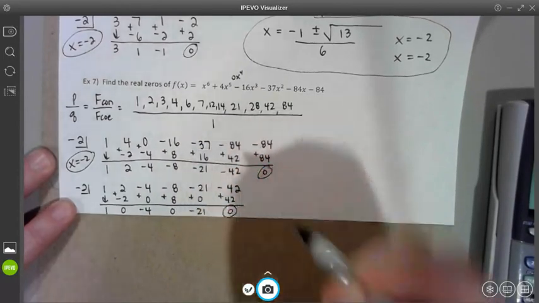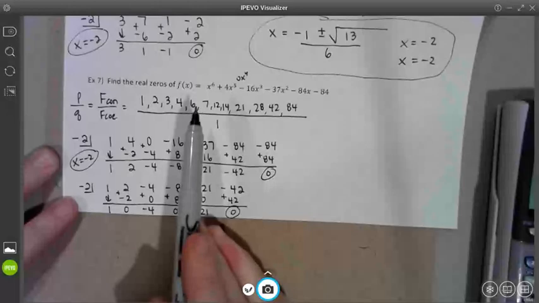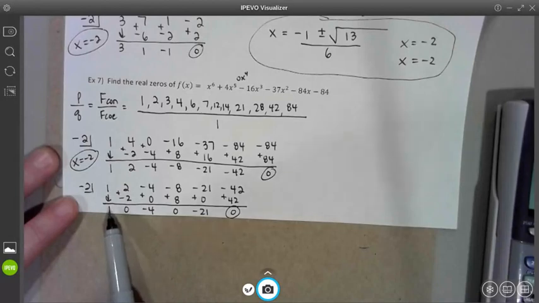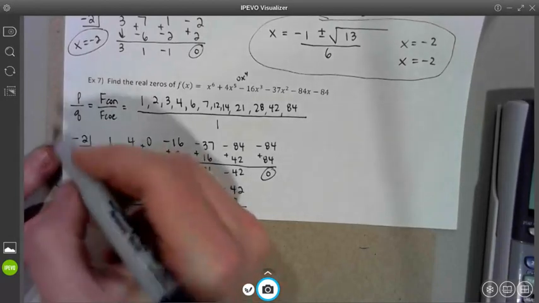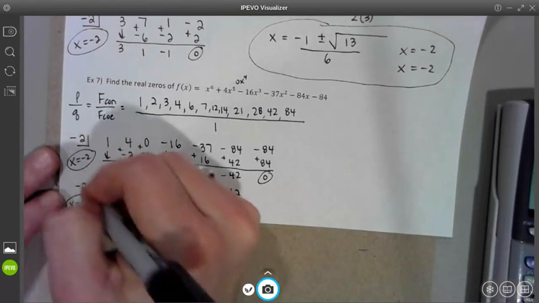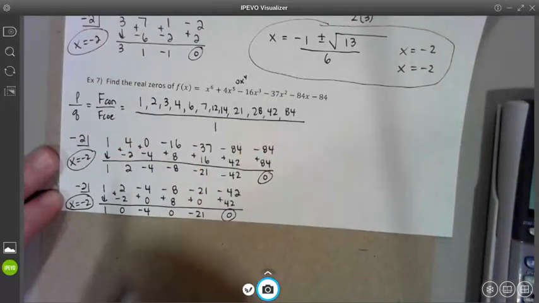And we did. We got another remainder of 0. So now this degree 6 polynomial became a degree 5 polynomial after one round of synthetic, and now it's a degree 4 polynomial after a second round of synthetic, and we now know x equals -2 is another 0. So we have 2 zeros out of the 6 that we're looking for.